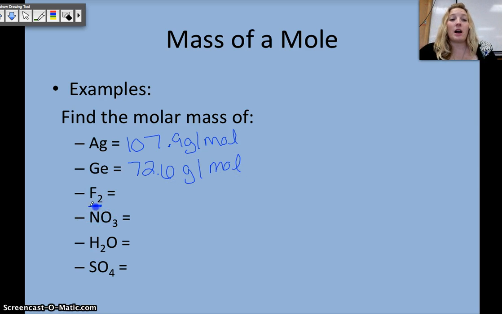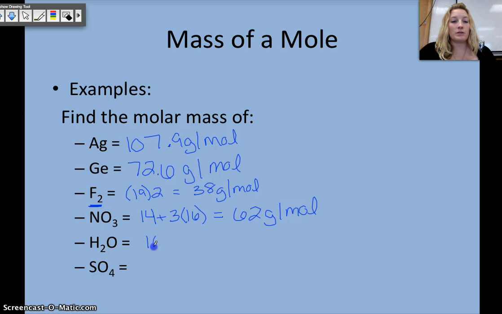F2, this is a compound. So you have to look at fluorine individually, and then you'll have to multiply it by 2. So fluorine individually is 19. If we multiply that by 2, we get a molar mass of 38 grams per mole. NO3 has nitrogen, which is 14, and then we have 3 oxygens at 16 apiece. So if we add those all up, 62 grams per mole.